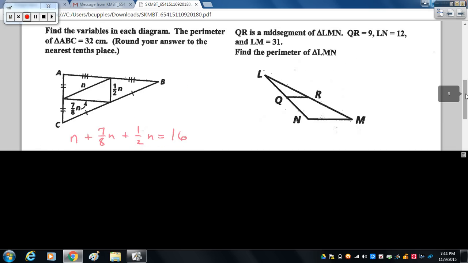Now the other way to do this, when you don't have nearly as many fractions, is to actually go ahead and figure out what the other segment's going to be. So if this is n, this segment will be 2n. This is a half n, this segment will be 1n. And if this segment is 7/8 n, this will be 14/8 n, which converts down to 1 3/4 n.